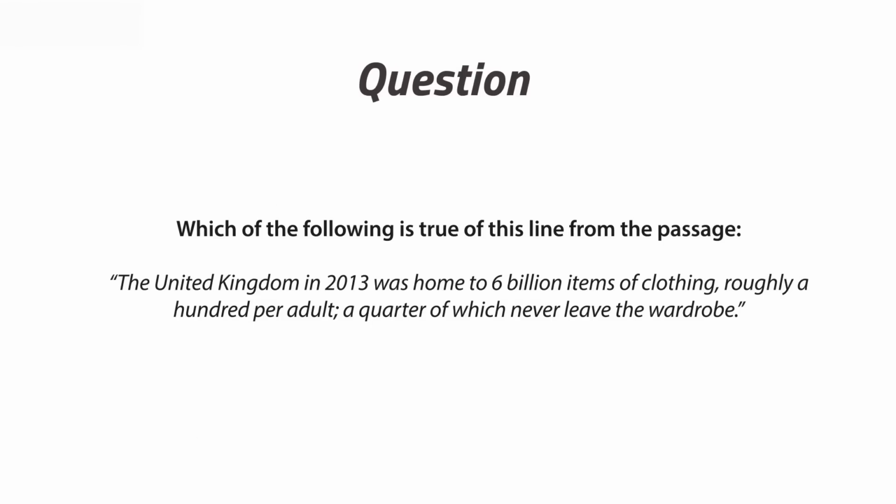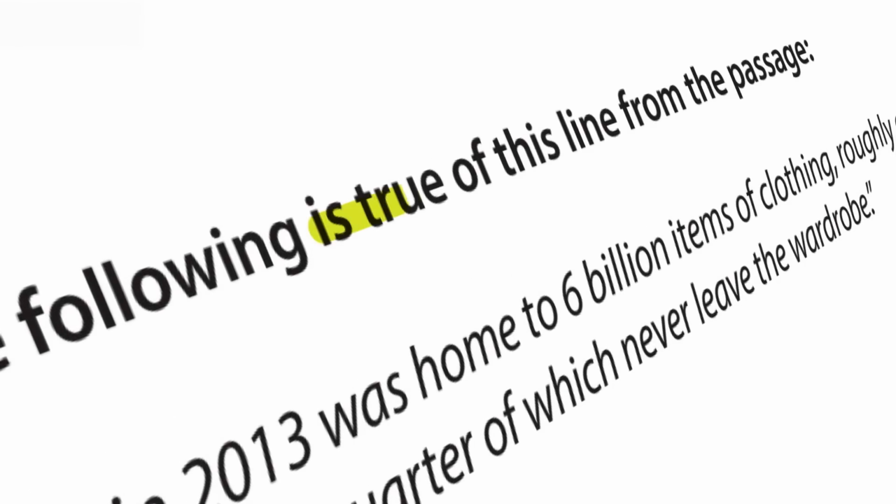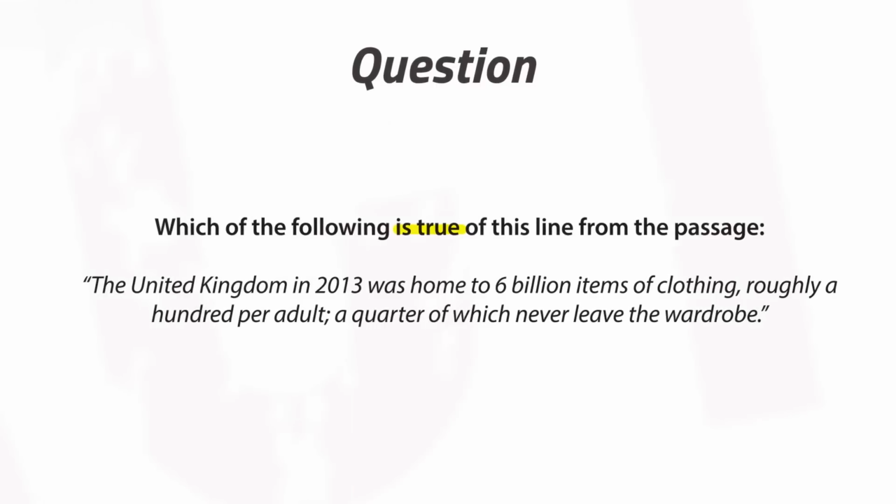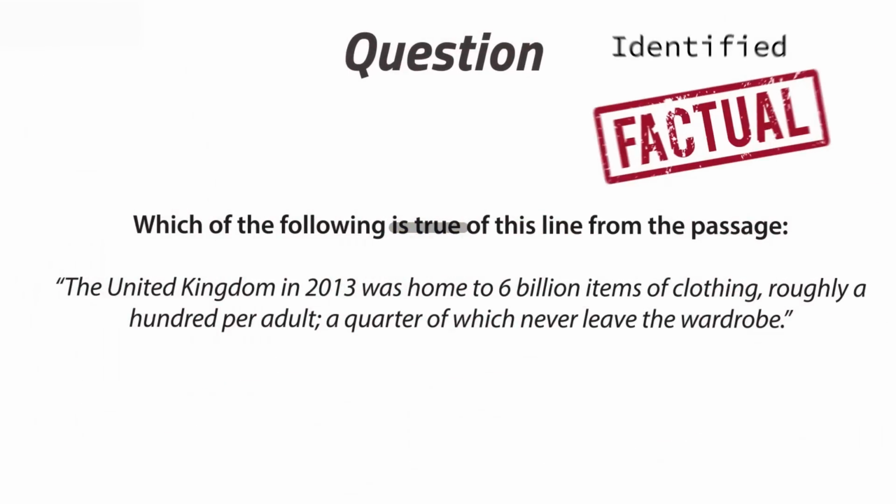First of all, how would you identify which question type this falls under? The dead giveaway is in the first line of the question itself, where you're asked which of the following is true of this line from the given passage. Hence, it's made clear that one of the given options is definitely true and that your answer lies in the given line from the passage that you just read. So you instantly know that you're dealing with a factual question.